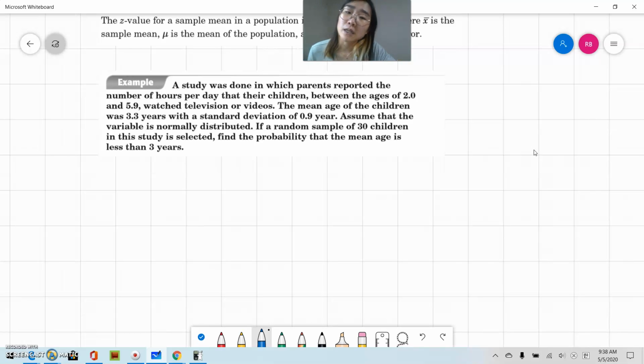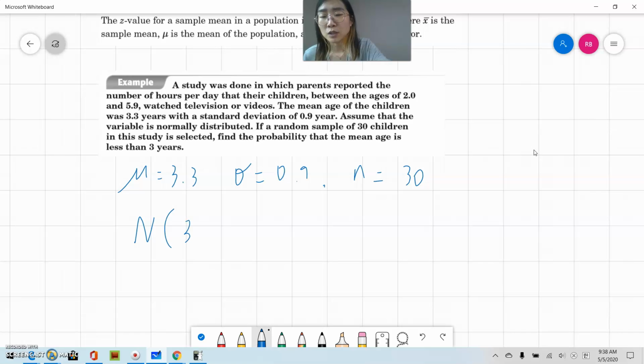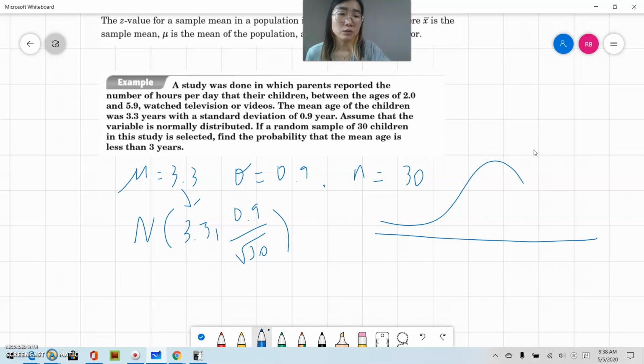It says a study was done in which parents reported the number of important information. The mean age was 3.3. The standard deviation is 0.9. Since it didn't say that it was the standard deviation of a sample, you assume it's a population standard deviation. Then it says assume normally distributed, and you got 30 people. And 30 is a large enough sample size that you can assume normal distribution. But you will have a new normal distribution, which is 3.3, same, but 0.9 will get divided by the square root of 30 because that's my sample size.